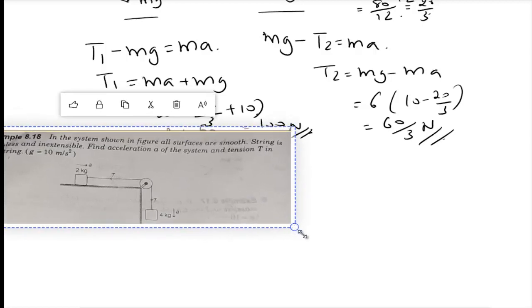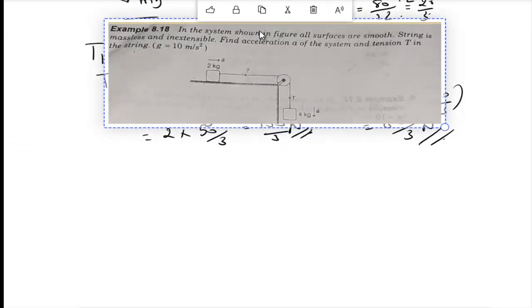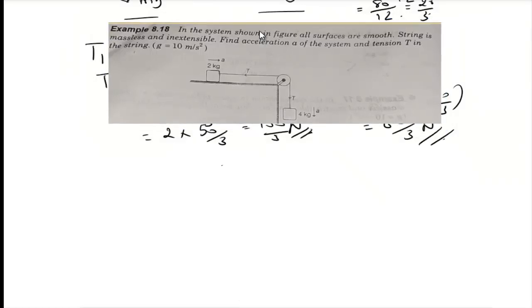Okay, listen children, in the system shown in the figure, all surfaces are smooth. The string is massless and inextensible. Find the acceleration of the system and tension in the string. We need to find the acceleration and tension. So here you can see a 2 kilogram mass over here, and this is 4 kilogram. Tension will be acting towards the pulley. Tension is acting in this direction and from here tension is acting in the upward direction. Okay, and mg will be acting downwards.